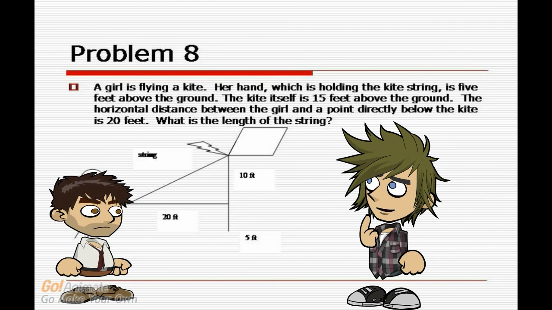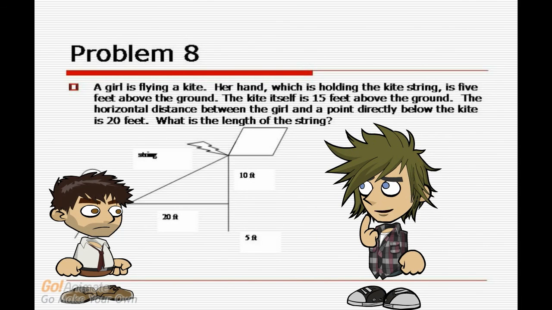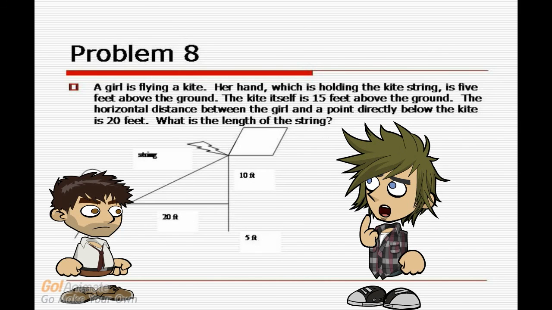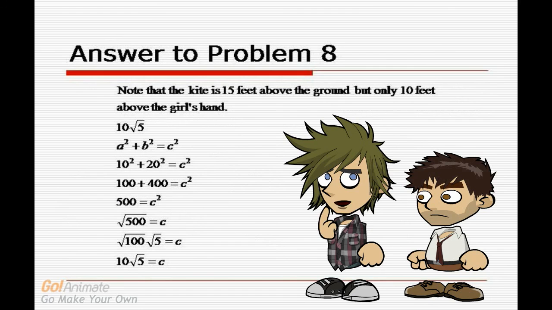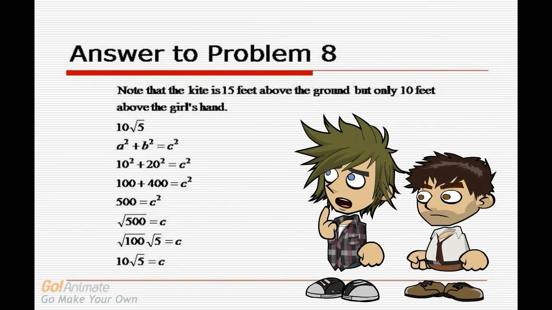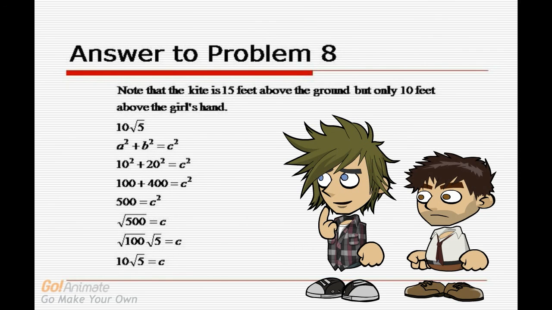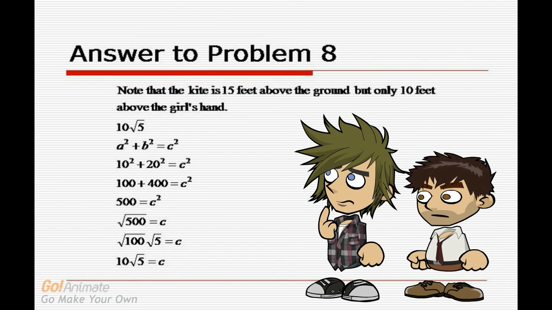Since the kite is 15 feet high and her hand is 5 feet high, the leg is 10. The other leg is 20 because the horizontal distance between the girl and the kite is 20. This is my solution. A equals 10 and B equals 20. Substituting into the Pythagorean theorem gives 100 plus 400 equals 500. Taking the square root gives 10 square root of 5. Charlie, I'm impressed.